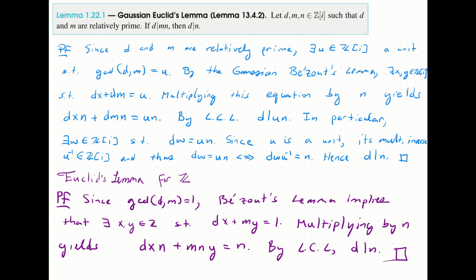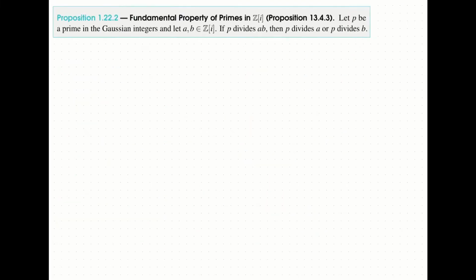So now the next statement we want to do is the fundamental property of primes in the Gaussian integers. Recall that in the case of the integers, this is what Euclid originally proved. This is his original lemma. And so what it says is, if we have a prime p in the Gaussian integers, then if p divides a times b, then p divides a, or p divides b.